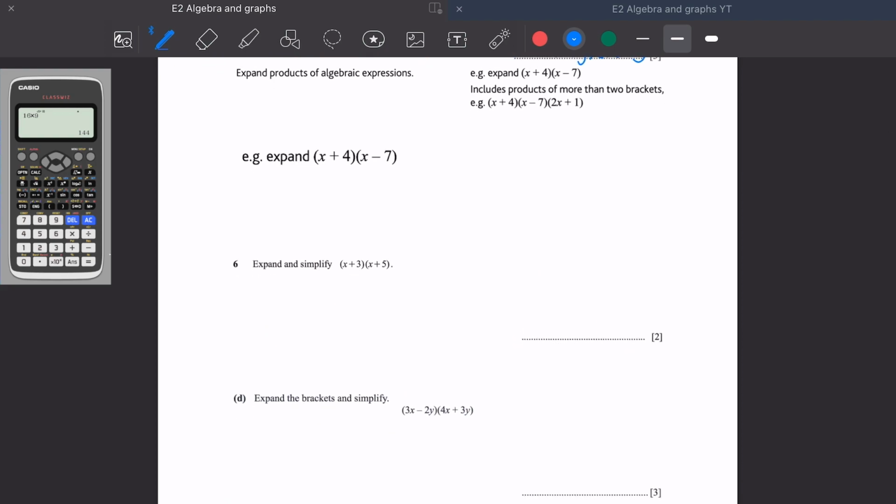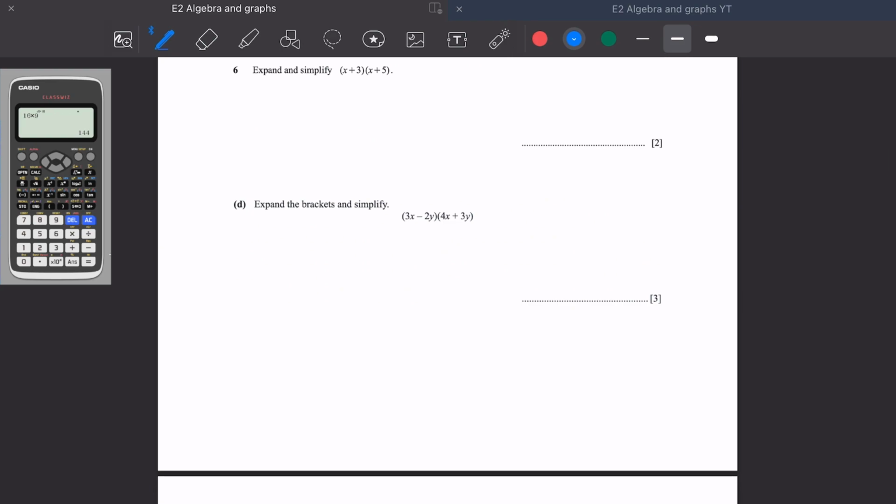Now the next syllabus statement is expand products of algebraic expressions. The first one is expand x plus 4 into x minus 7. So you have to multiply x with x over here, then with minus 7, then 4 with x, and then with minus 7. So it goes like this. x squared minus 7x plus 4x minus 28. Then the answer becomes x squared minus 3x minus 28.